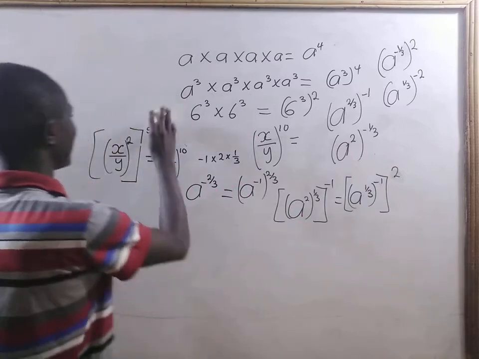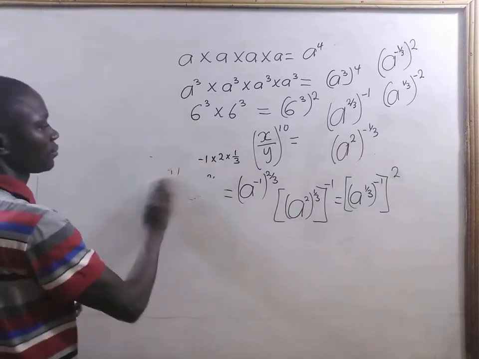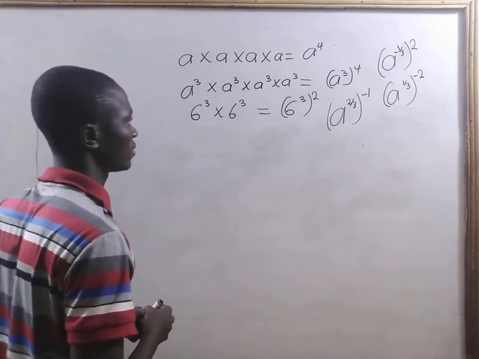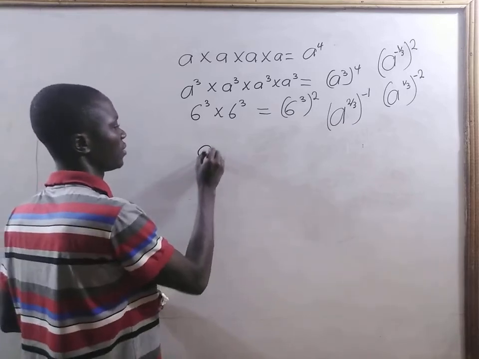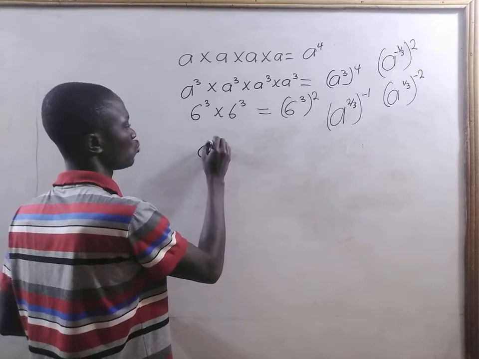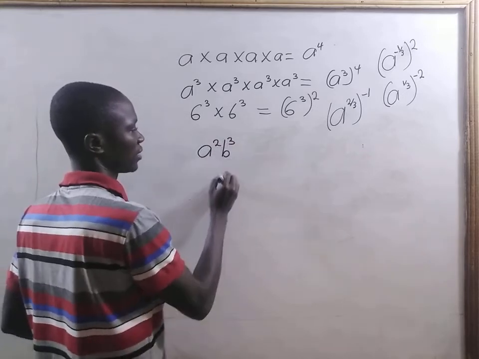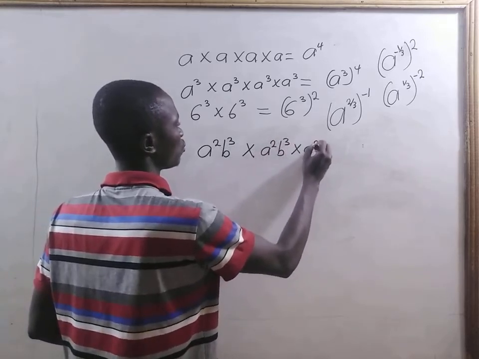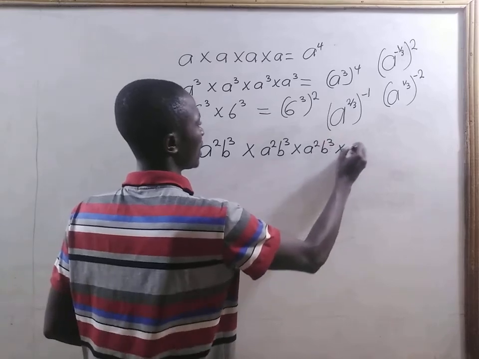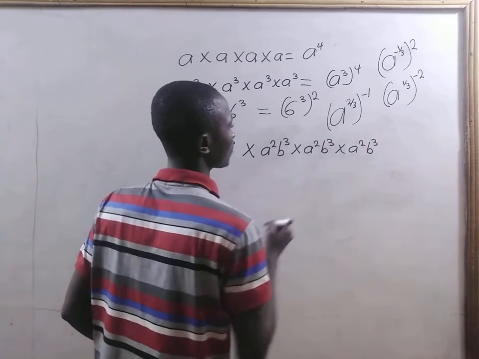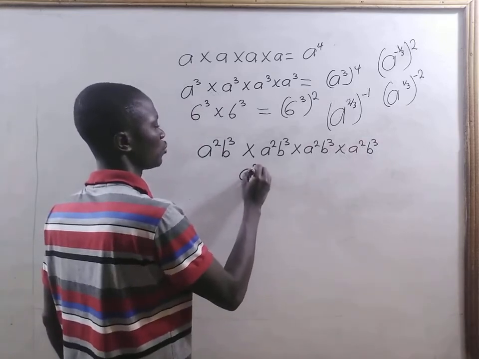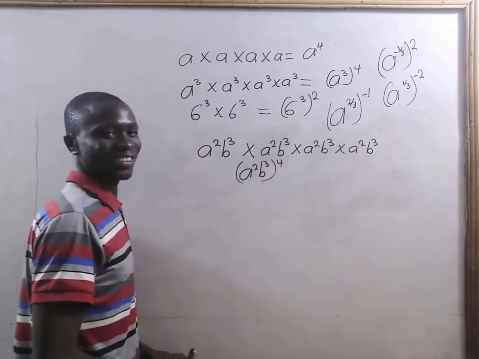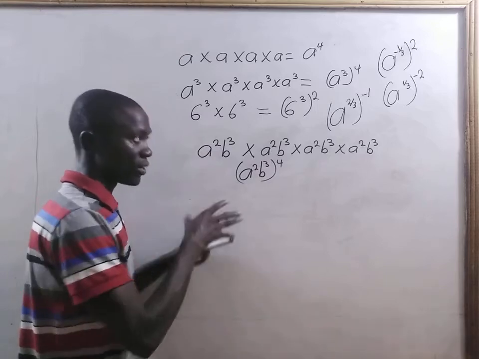Now, let's check one other thing here. You see that if I have a power 2 and b power 3, multiplying a power 2, b power 3, multiplying a power 2, b power 3, multiplying a power 2, b power 3, it is the same as a power 2 times b power 3 all to the power 4. We are still applying the third law.